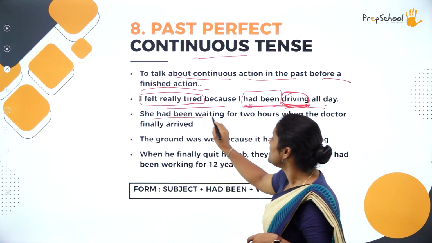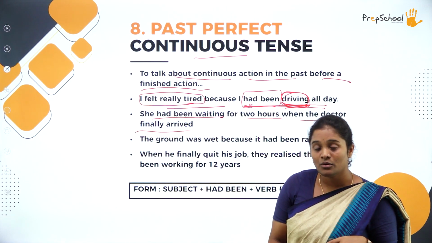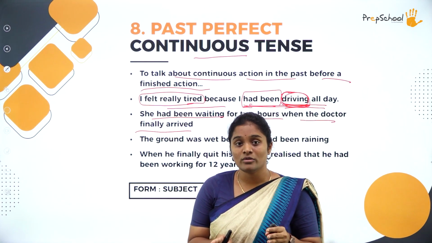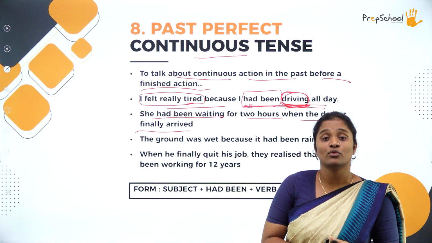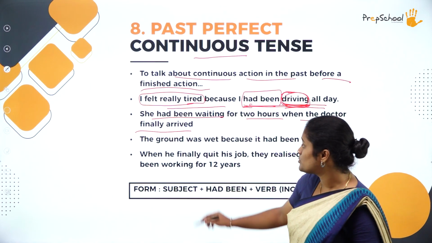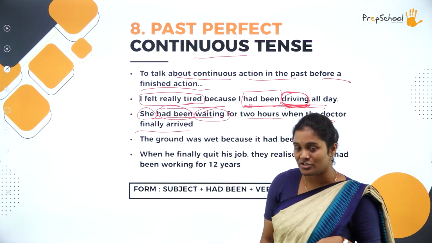Then, she had been waiting for 2 hours when the doctor finally arrived. Which one is the finished action? The doctor arrived. That's the finished action over here. But what is the continuous thing? Before that, she was waiting, had been waiting. So subject, she had been, verb in the ing form.